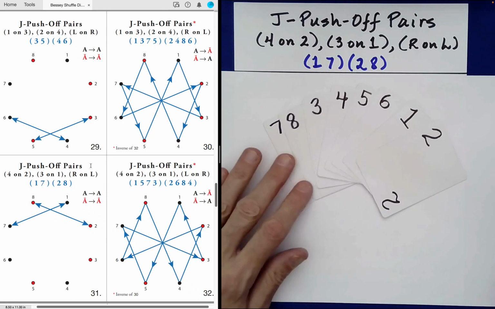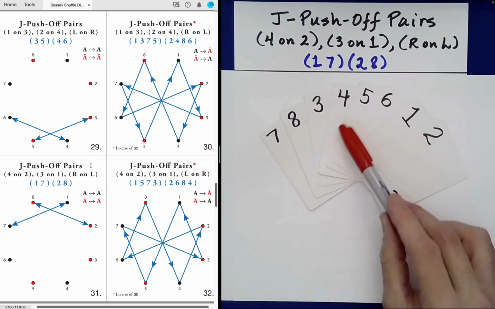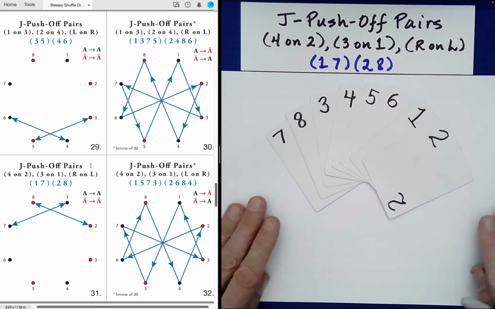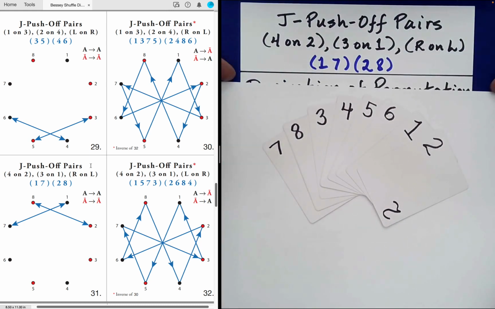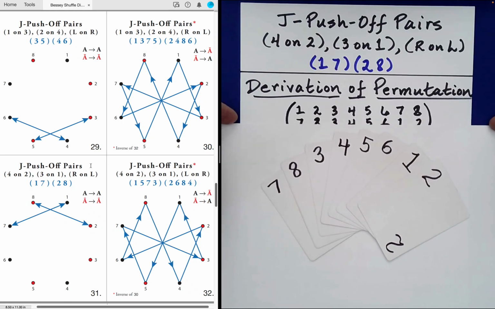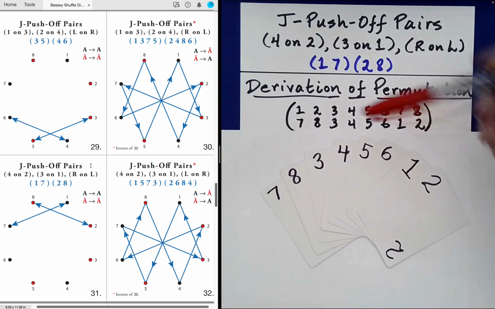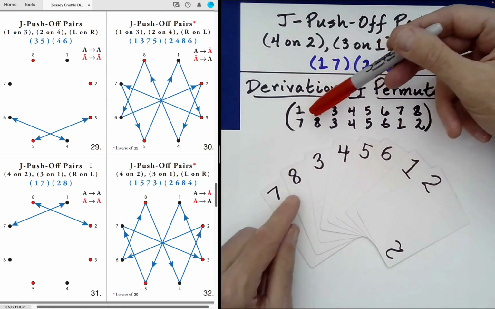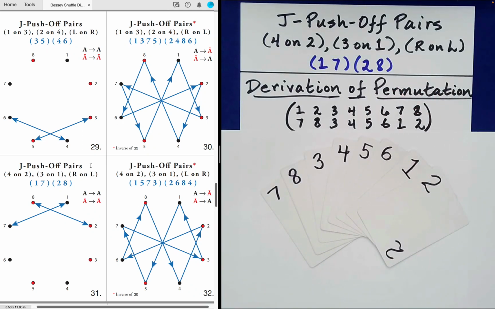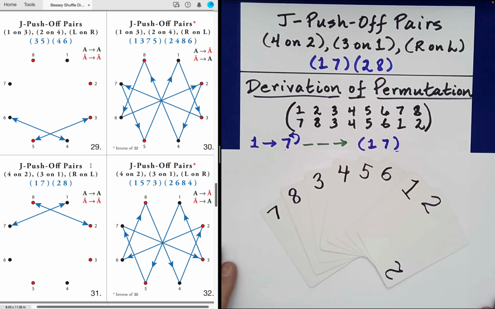So the new ordering is 7, 8, 3, 4, 5, 6, 1, 2. So in Cauchy's 2-line notation, we obtain the following. We begin with the top row, of course, just being 1 through 8. And then the second row will be the new ordering that we just found. 7, 8, 3, 4, 5, 6, 1, 2. So that is Cauchy's two-line notation. This two-line notation can be converted to cycle notation, also called one-line notation, as follows.